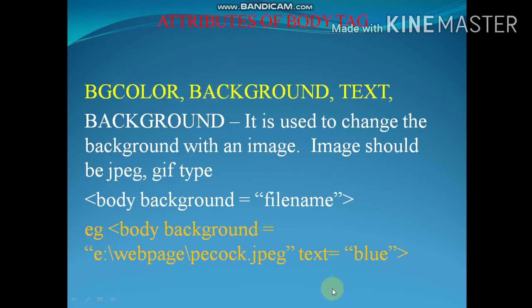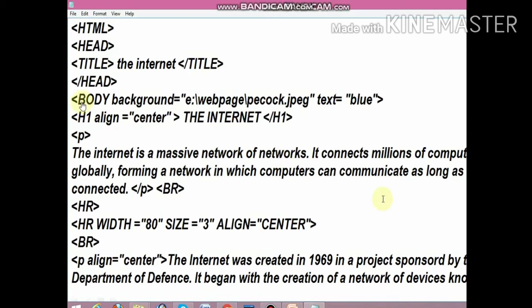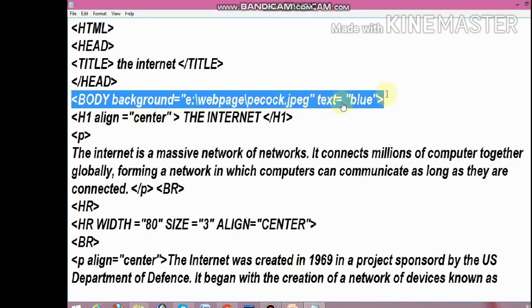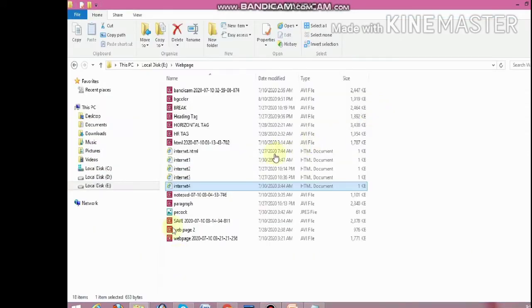Let's see. Here I am using body background E web page peacock.jpg and text equal to blue. Let's see what happens when we run this HTML. Here I am storing the peacock file. See, the image is displayed in the background and the text is displayed in blue color.